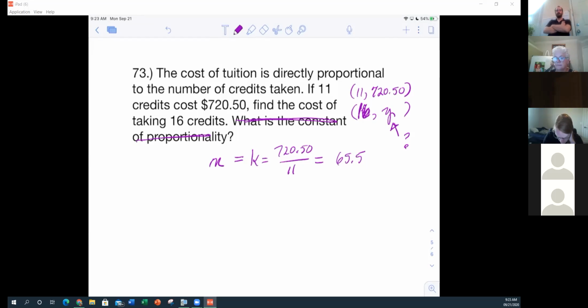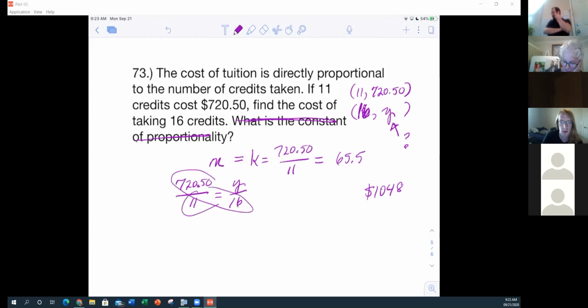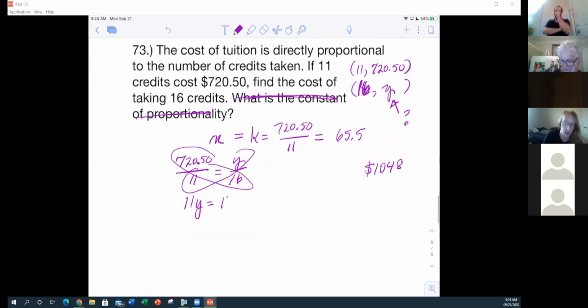I got... Cost would be 1,048. I did that by doing the cross product method that you mentioned. Great. So tell me what to do. On the left side, I have 720.50 over 11, and on the right side, I have y over 16. Okay, and then you just got 11y equals to what? 11,528 over 11. Okay.